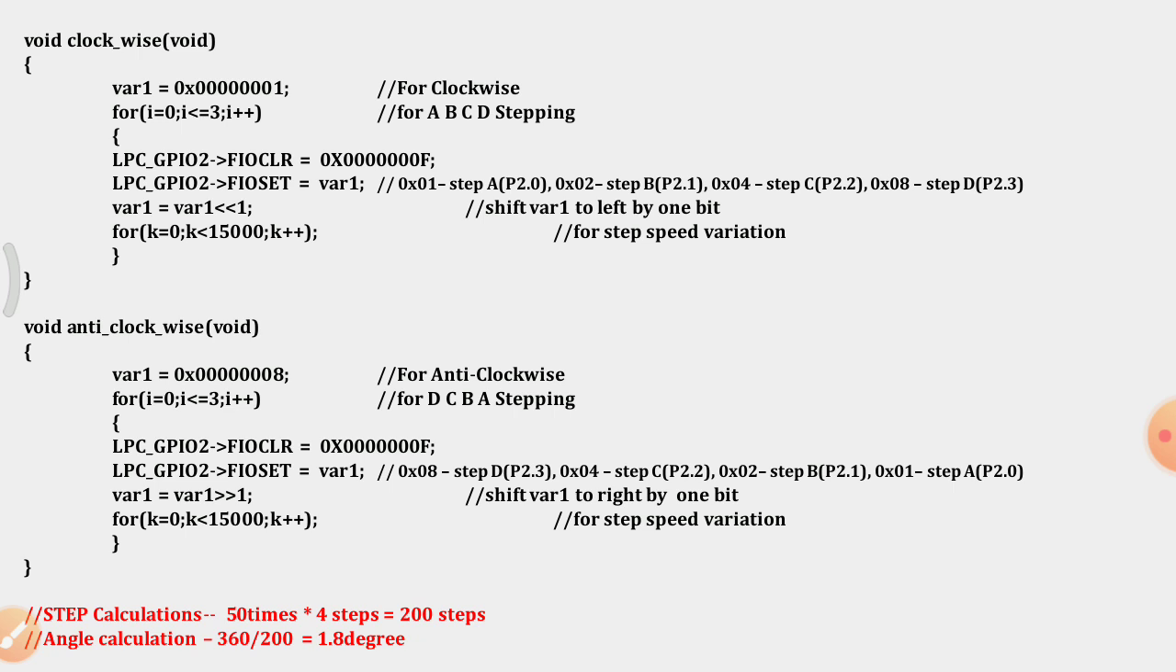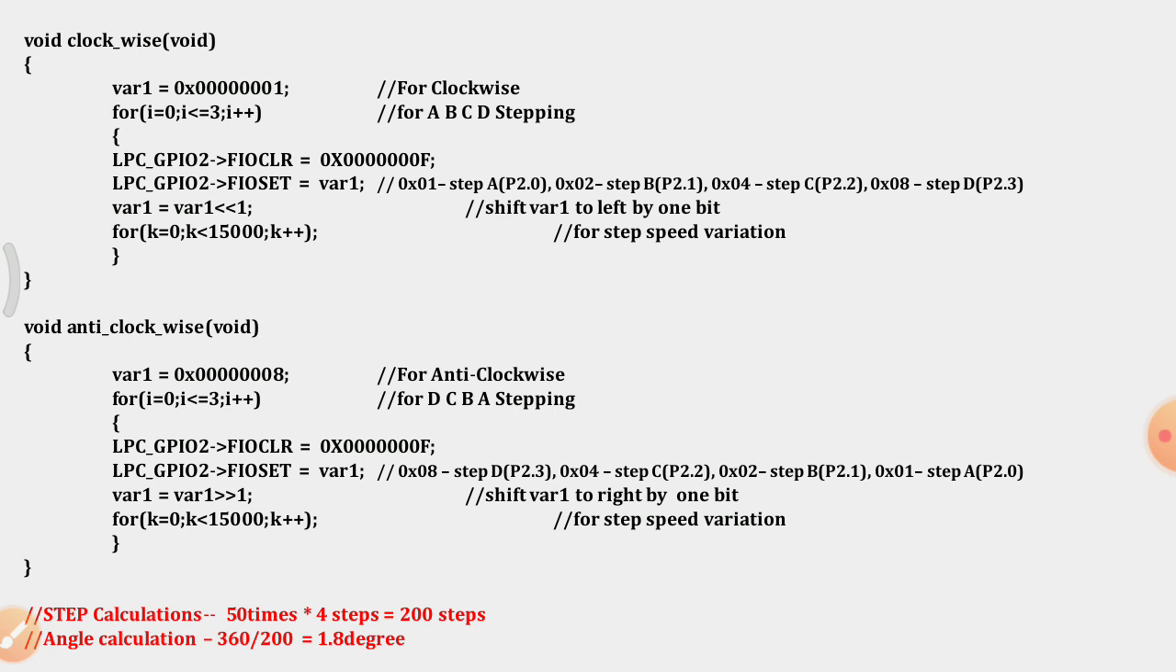Now what I am doing, I am creating one for loop here by using an integer i, so that this variable var1 is going to be shifted, used for ABCD stepping. This for loop is created for ABCD stepping. Then I am clearing all the pins, port 2.0, 2.1, 2.2, 2.3. I am sending 0 on these pins first. It means I am clearing all these pins.